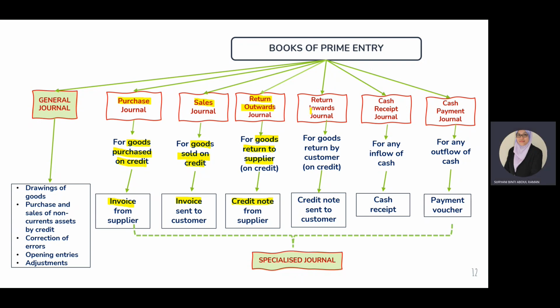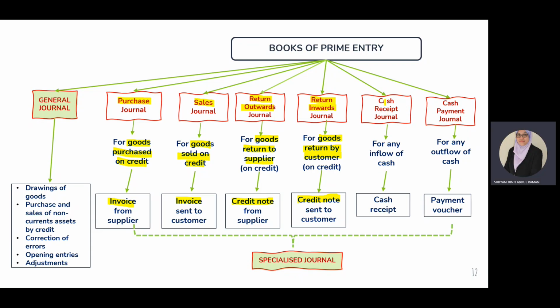Next, for goods returned by our customer, the transaction is recorded in the returns inwards journal. So for any goods returned by a customer who purchased the goods from us on credit, this transaction is recorded in returns inwards. You see the difference? Returns outwards is to record goods that we return to the supplier, whereas returns inwards is to record transactions for goods returned by our customer who bought the goods on credit before. So the information can be collected from the credit note that we send to the customer.